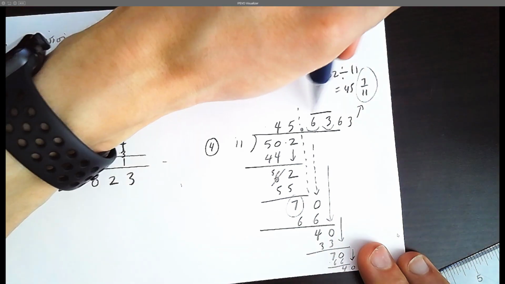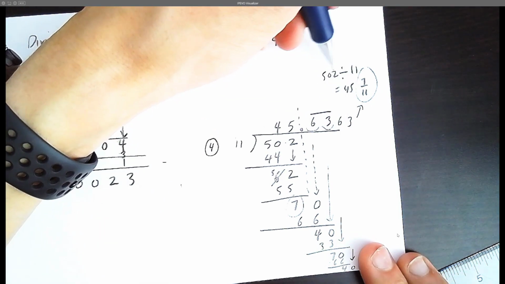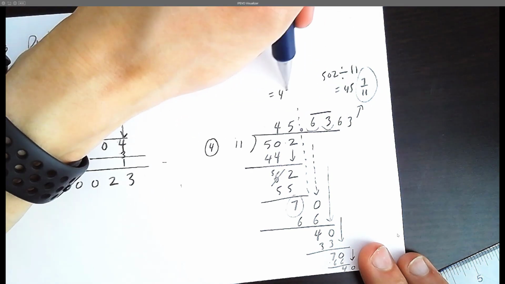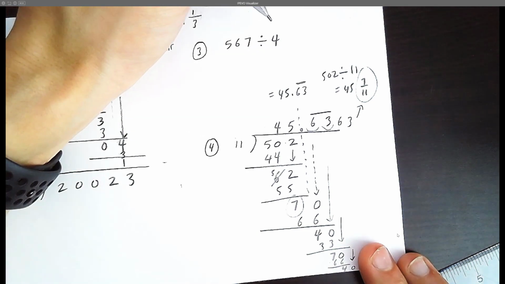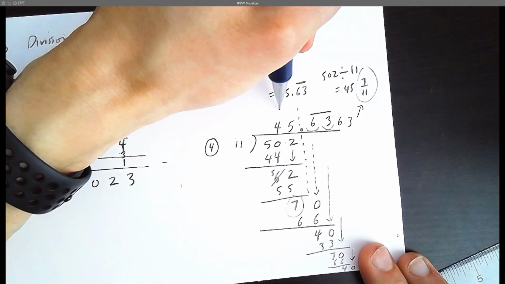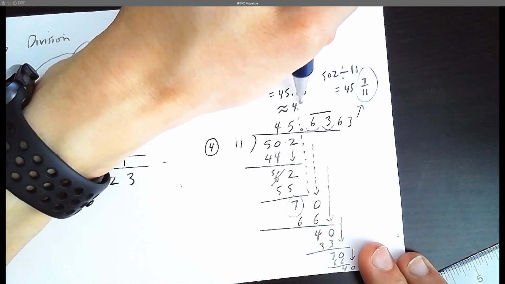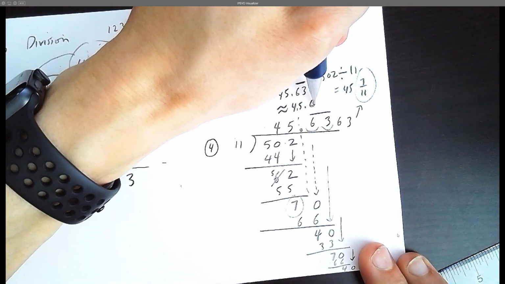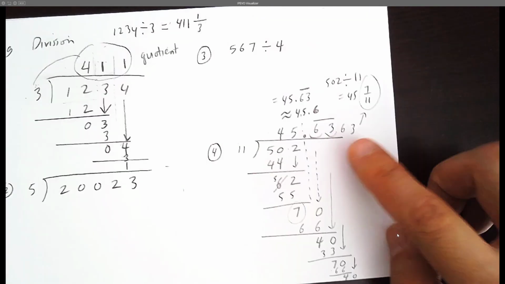So this line actually means repeat. So the answer is actually 502 divided by 11 is equal to 45.63 repeater. 6-3, 6-3, 6-3. Or you could say approximately equals to, the wavy equal sign, 45.6. So that's how you do long division, including decimal numbers.